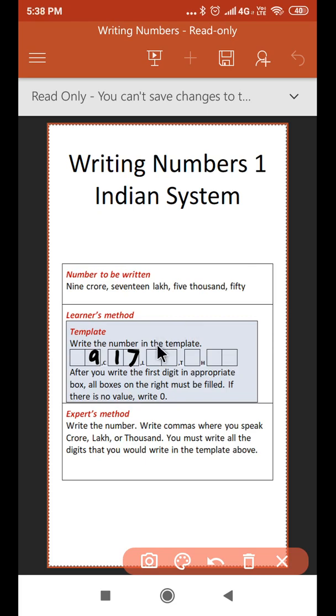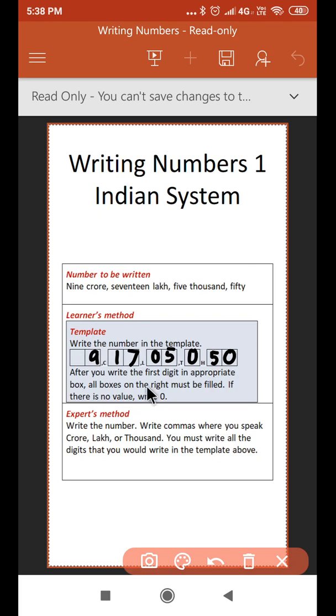5,000. Now we have to write these 5,000s in two digits. So we will write 05, because if we write 50, it will be 50, and we cannot leave any box blank. So this is 5,000 and then 50. So how many hundreds? There are no hundreds or 0 hundreds, and then we have 50. So this is how we write the number using the template.